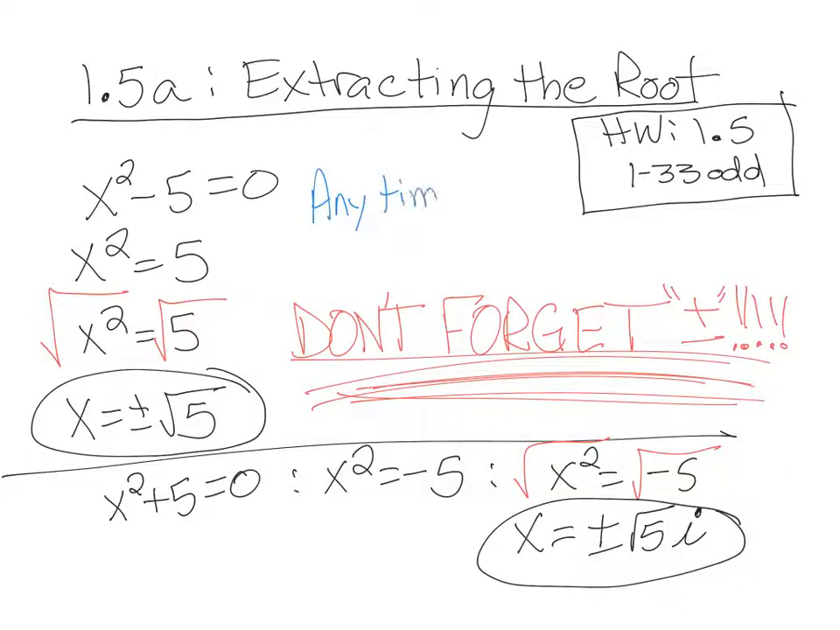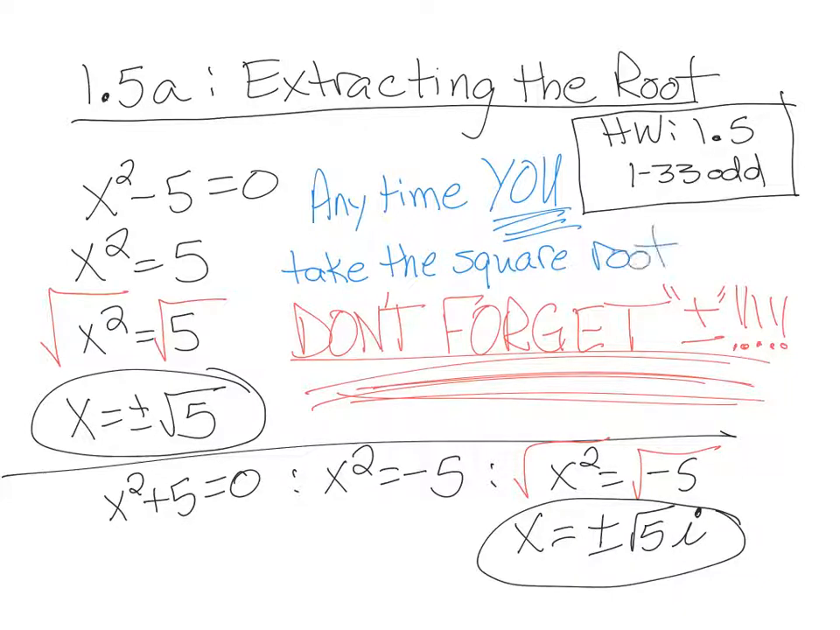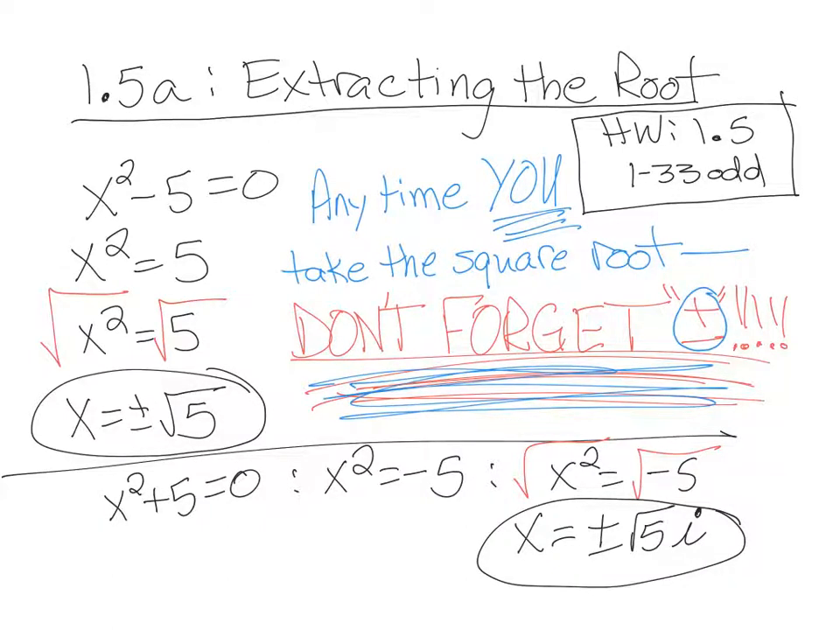anytime you take the square root, and that's important, don't forget to write plus or minus. Okay? If there was a square root in the problem to begin with, it was either positive or negative. But if you take the square root, you have to say plus or minus.